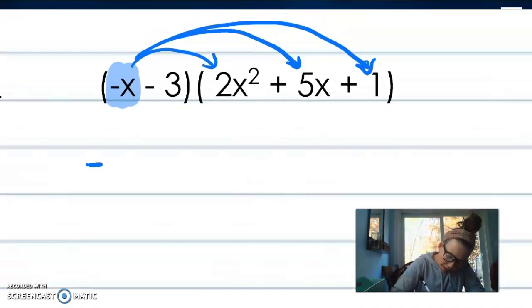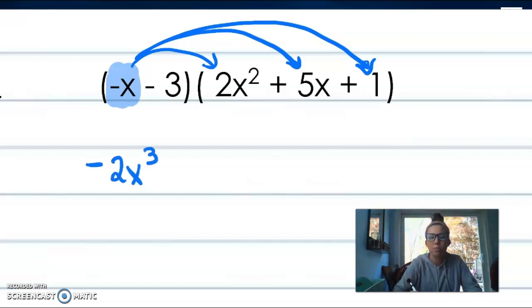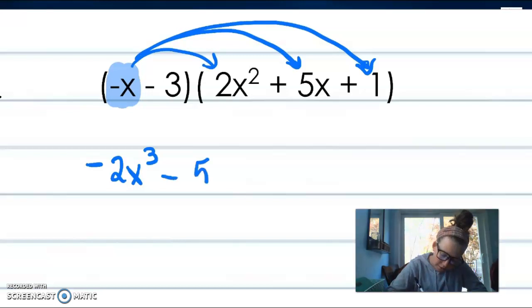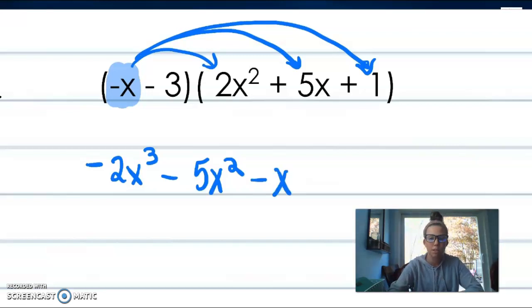So that's going to be a negative x times 2x squared, so it'll be a negative 2x to the third. When you multiply, the exponents change on the variable. And then that would be the negative x times 5x, which would be minus 5x squared. And then negative x times 1, which would be a minus x, or a minus 1x.